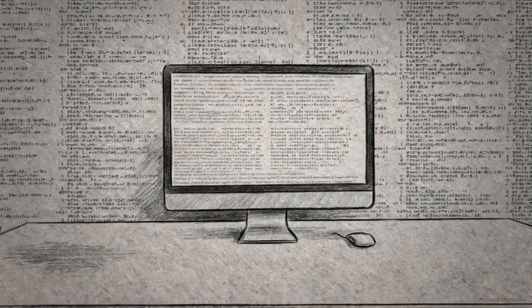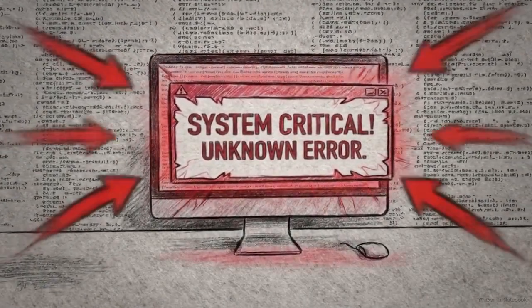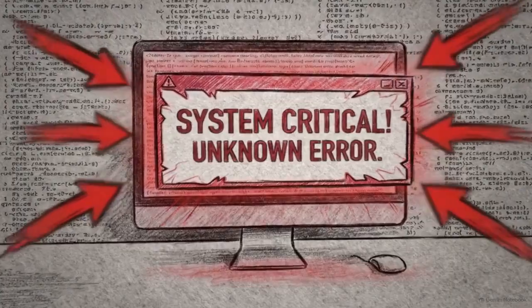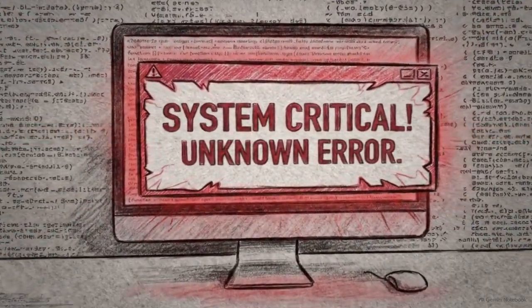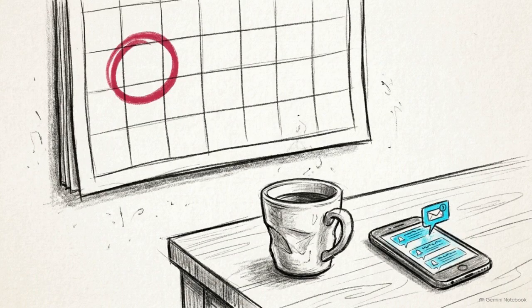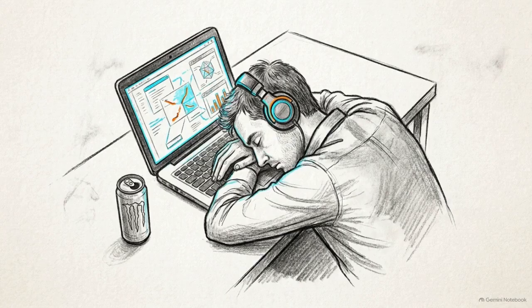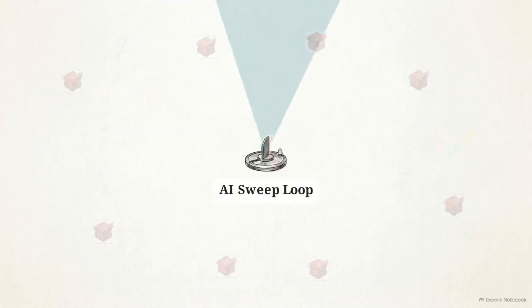You ship a feature on Friday afternoon. It seems fine. But deep in your production logs, a critical bug is pulsing away, completely unnoticed, waiting to ambush your team on Monday morning. Instead of relying on luck or an exhausted on-call engineer, you can build a production error sweep loop.